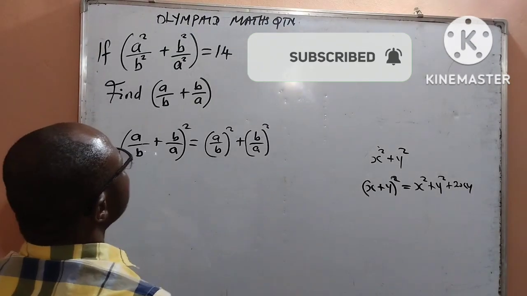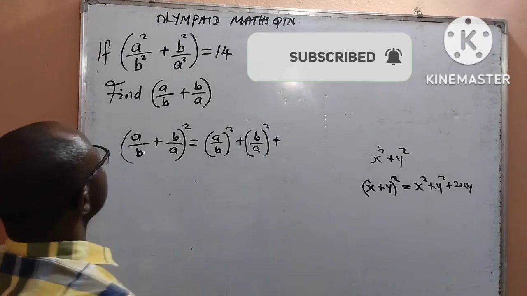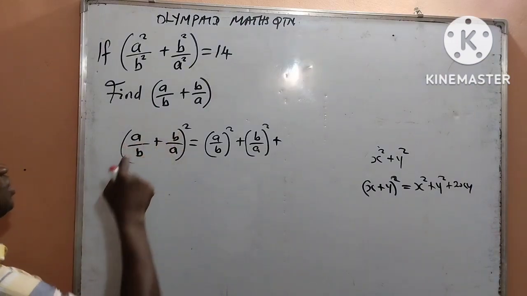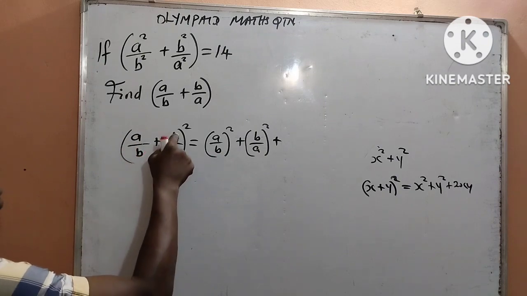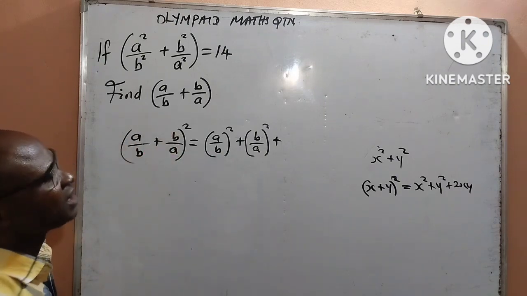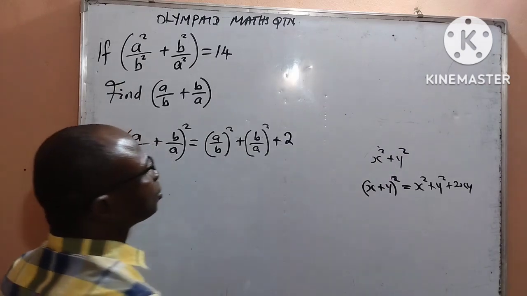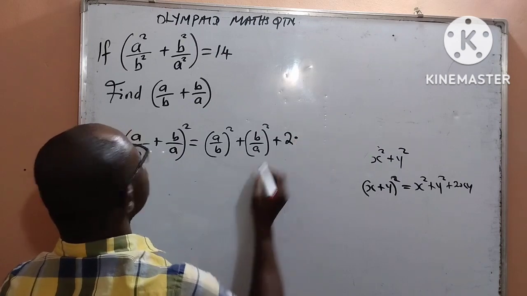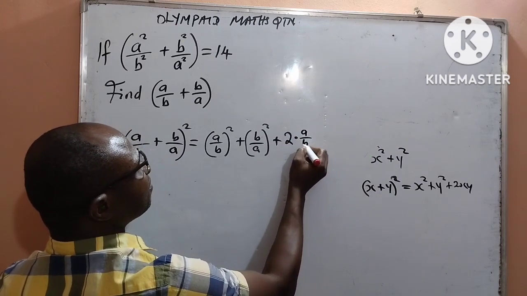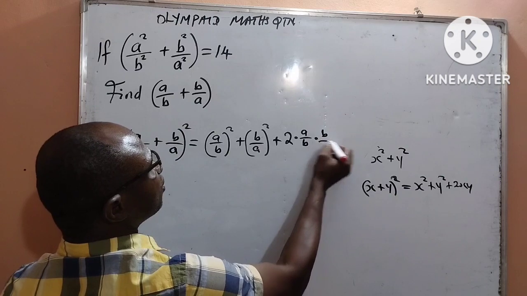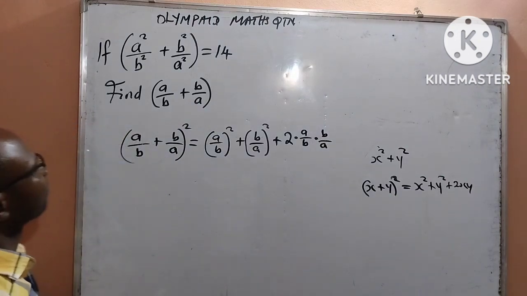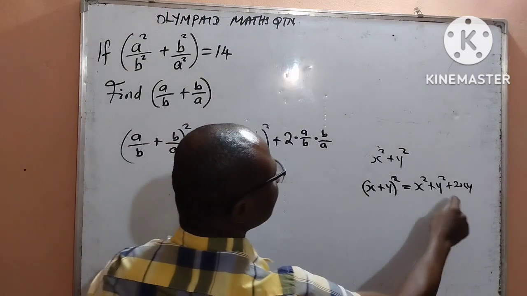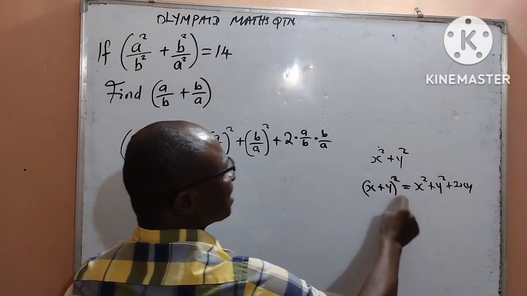Beautiful. Therefore, this place now is going to be plus, then I will now do a over b times b over a, then times 2. That means I shall be having 2 multiplied by a over b multiplied by b over a. How? The two terms multiply each other and then multiply by 2. x times y, then times 2.